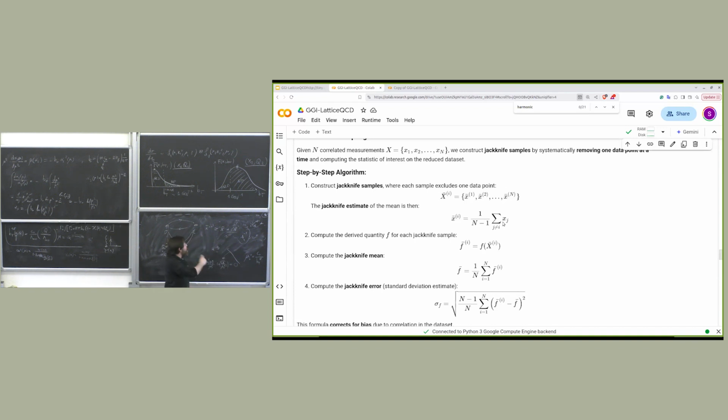And this small variance we can now use to automatically propagate error, because if we compute functions of this x bar i, the result should be equal to the function computed on x bar plus something that is proportional to the derivative of the function with respect to x.